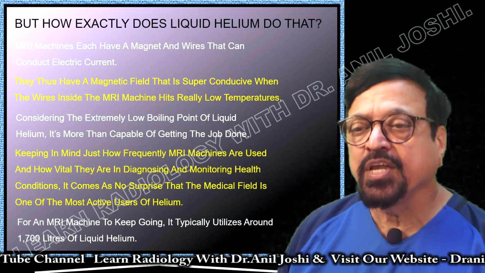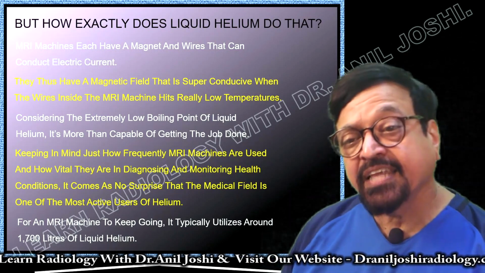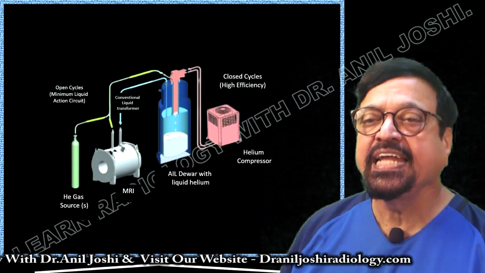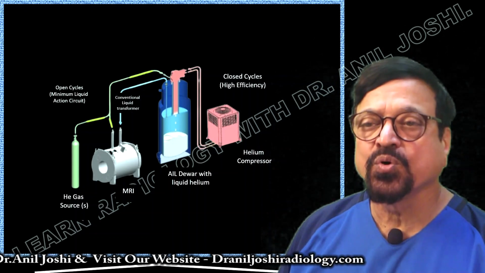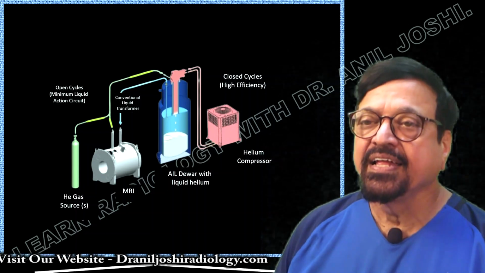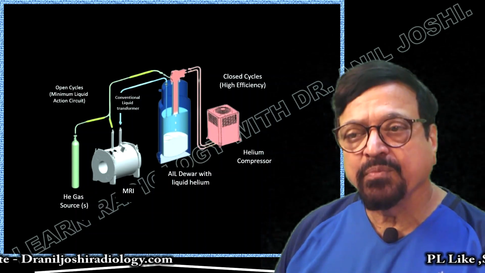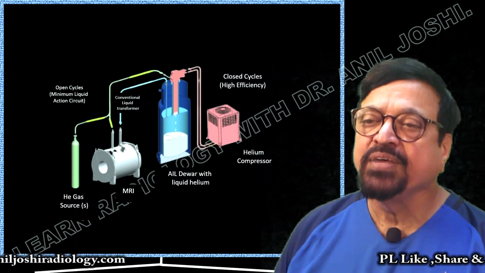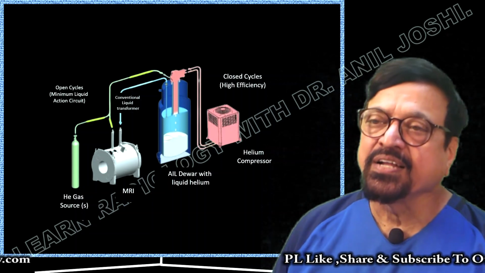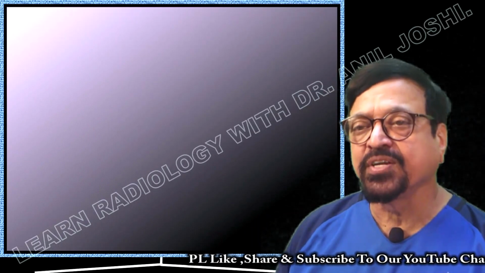For an MRI machine to keep going, you require around 1700 liters of liquid helium. Now here we are seeing a helium gas source, then it is going to the MRI machine, then the liquid is converted into the gas form, then it goes to the lever with liquid helium, and then there is a compressor which puts it back to the temperature of minus 269. So that is how the system works.